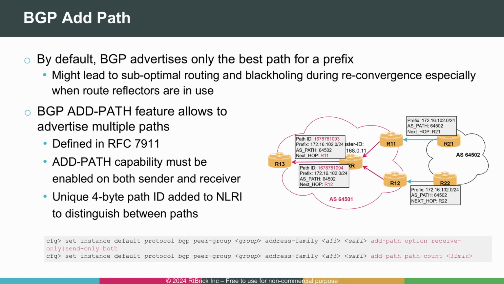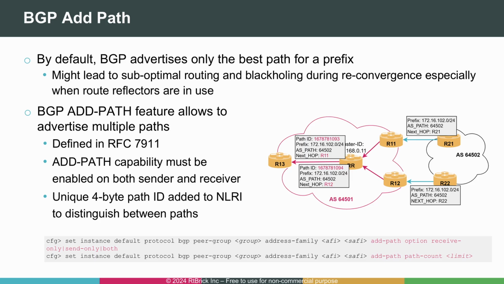If R11 fails, the IGP will typically detect the failure faster than BGP and remove the route to R11. As a result, R13 will mark the path via R11 as invalid and can immediately fall back to the alternative path via R12, which is already present in the BGP table and resolvable via the IGP. This eliminates the delay in path re-advertisement and reduces traffic blackholing.